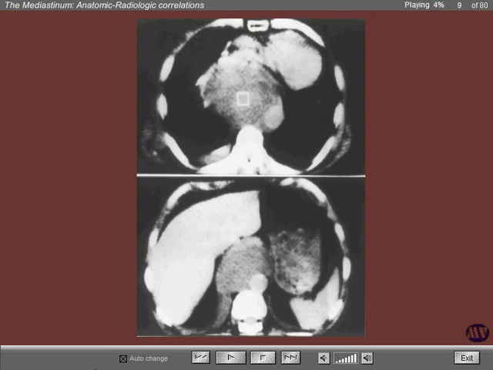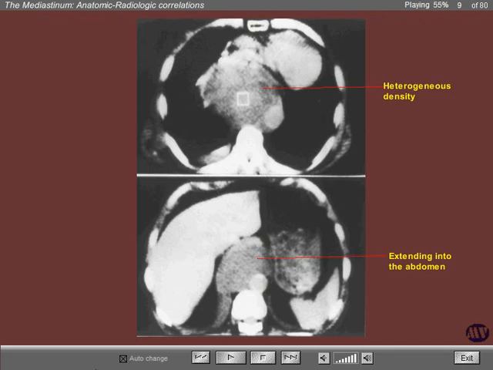CT examination revealed in the chest a heterogeneous density that appeared in the posterior mediastinum. Note in the abdominal cut that the density extended into the abdomen in the retroperitoneum, and it is seen in front and to the right of the abdominal aorta.